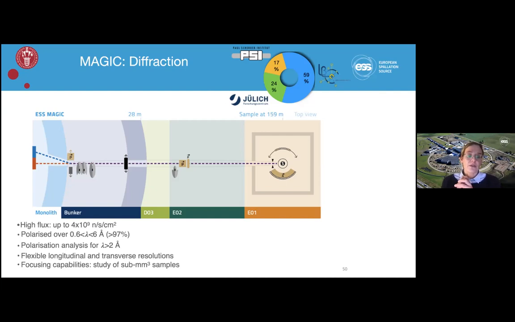It has flexible longitudinal and transverse resolutions, which means that you can really access and look at various regions of reciprocal space. Importantly, it will be able to focus on sub-millimeter cubed samples. To date, we tend to study centimeter cubed samples, so to start looking at sub-millimeter cubed samples is really quite impressive.